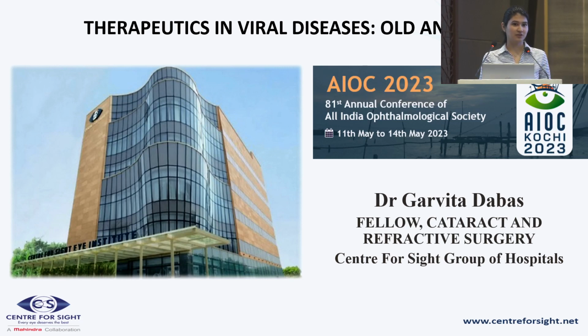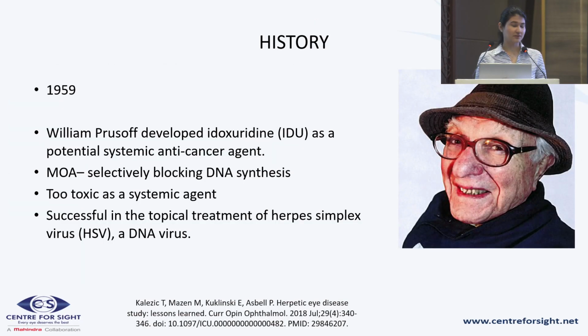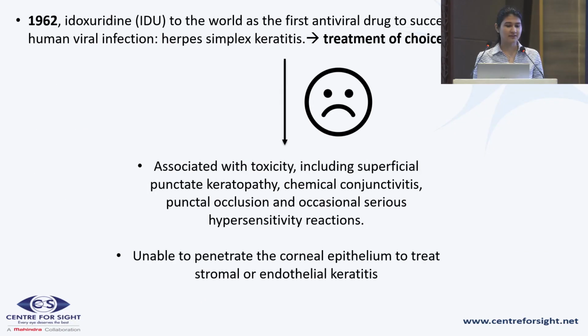I'm presenting the therapeutics of viral disease, the old and new. Beginning from the history of the viral keratitis therapeutics, in the year 1959, Dr. William Prusoff developed idoxuridine as a potential anti-cancer agent. The mechanism of action involved blocking of the DNA synthesis. It was too toxic as a systemic agent. However, it proved to be a good topical treatment against the DNA virus, which is the herpes simplex virus. Hence, in the year 1962, it was marketed as the first treatment of choice for herpes simplex keratitis.